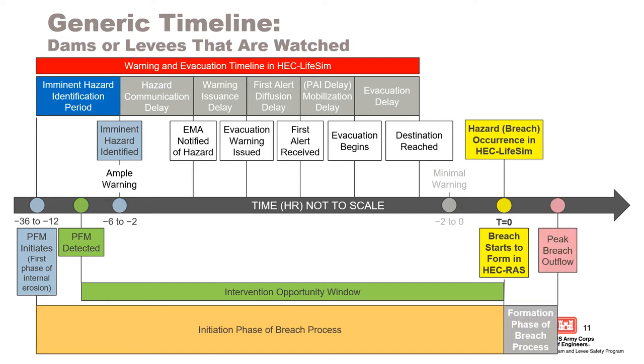Around the time when the peak breach outflow occurs is the completion of the formation phase of the breach process. Breach formation time in HEC-RAS was previously discussed in this presentation. The breach then widens due to erosion of the breach sidewalls.